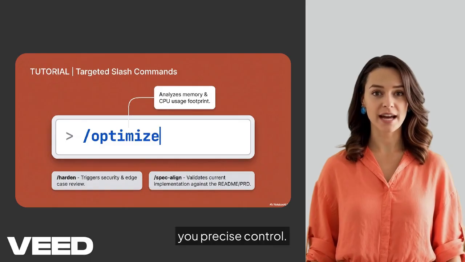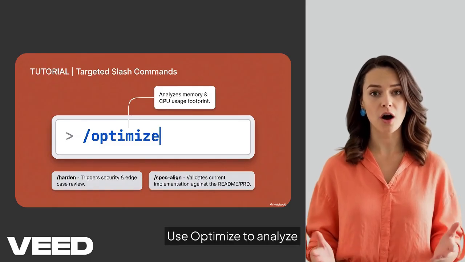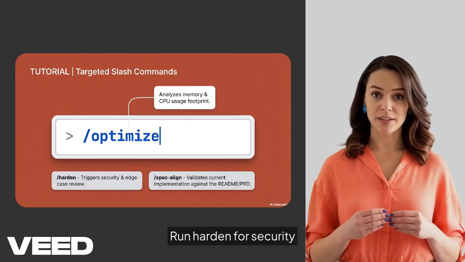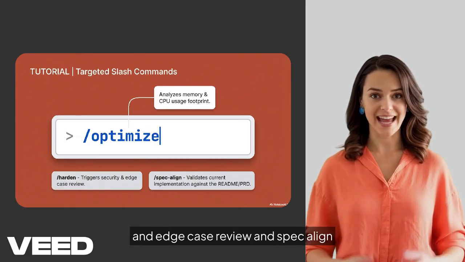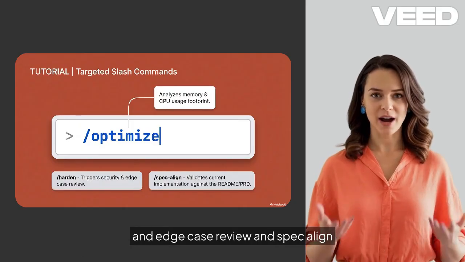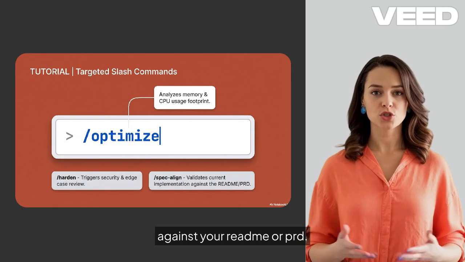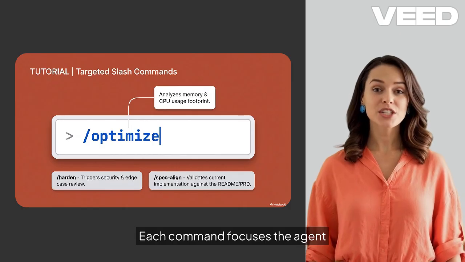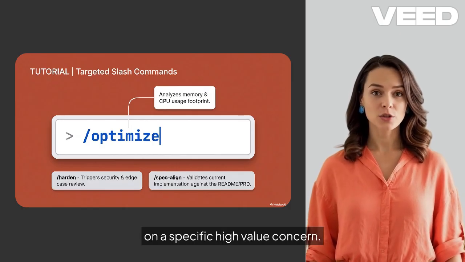Targeted /commands give you precise control. Use Optimize to analyze memory and CPU footprint. Run Harden for security and edge case review, and Spec Align to validate the implementation against your README or PRD. Each command focuses the agent on a specific high-value concern.